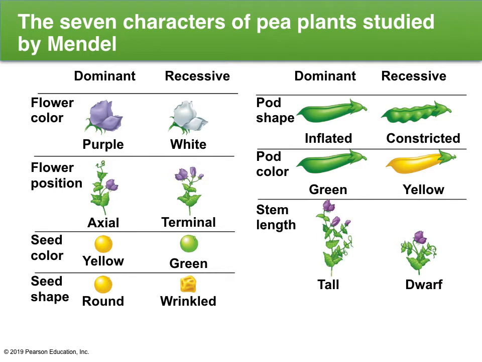So these are the seven characters that he studied. You'll see flower color, flower position, seed color, seed shape. These are all things that have two very distinct traits. So the characters are the features, and the traits are the variations seen in that character. And you see dominant, recessive, and by now you've read and worked with these terms. So the dominant trait in the flower color would be purple. The recessive trait in the flower color would be white.